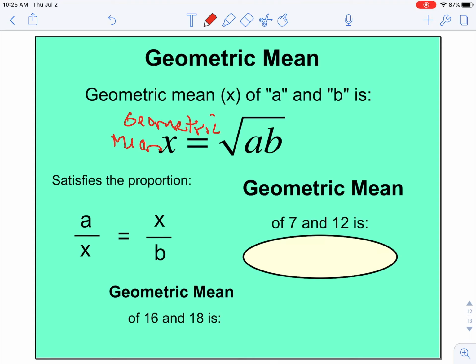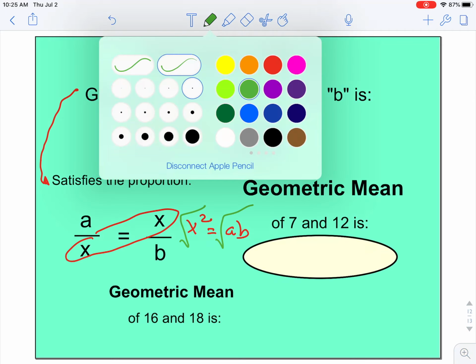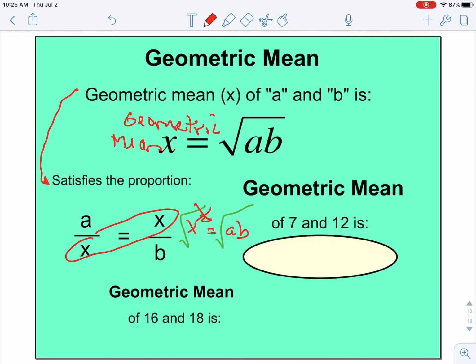So what the geometric mean does is it satisfies this proportion that A over X is equal to X over B. So when you would cross multiply this, what you would get is X squared equals AB. So then when you would solve this by taking the square root of each, since squares and square roots undo each other, you get the geometric mean, x, is equal to the square root of A times B. Okay, remember A, B next to each other means A times B.